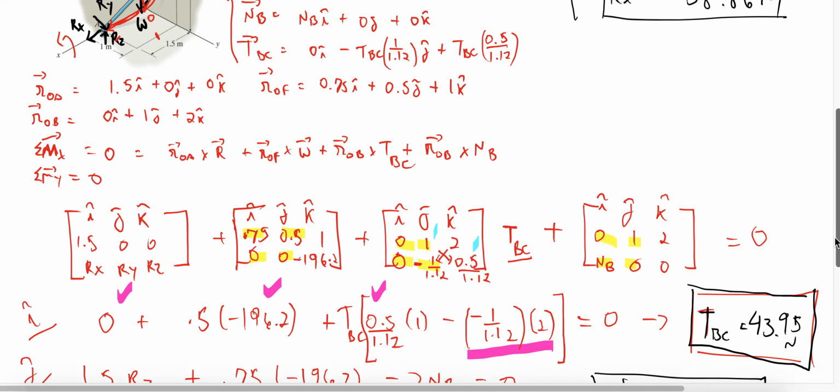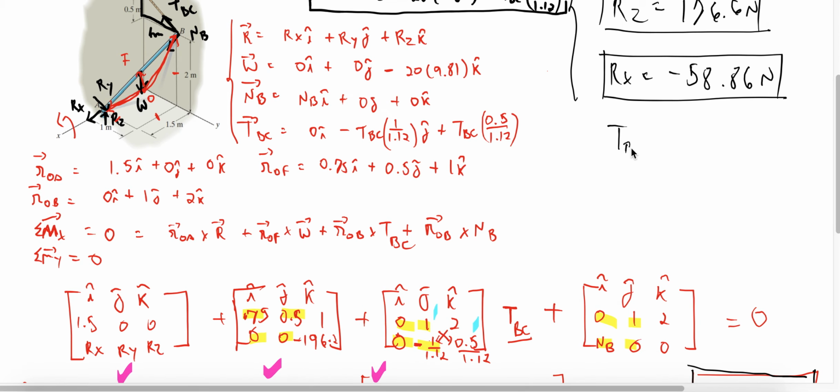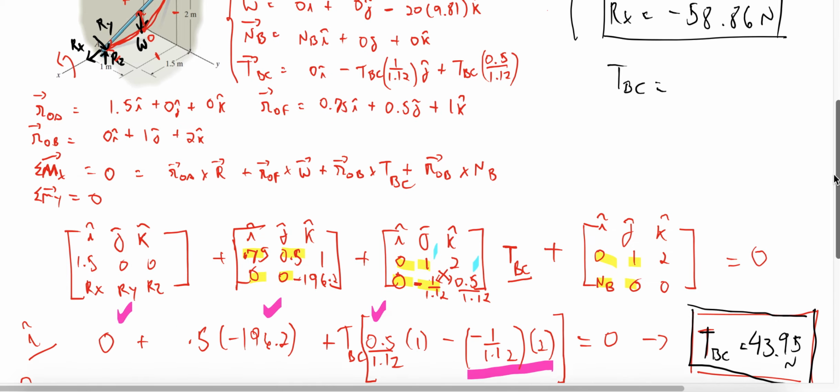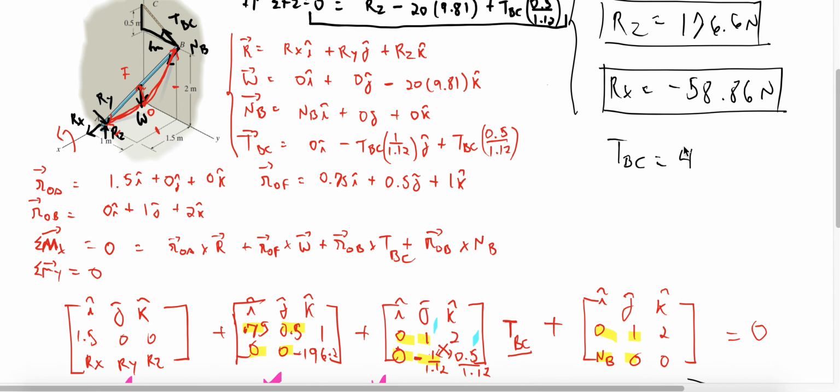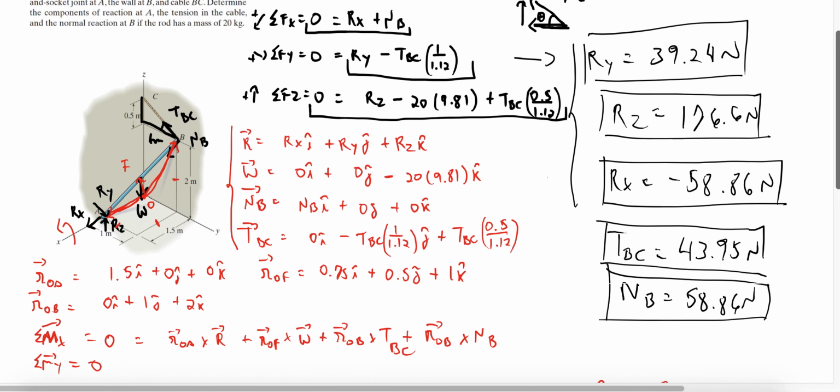So just to write it all together, TBC 43.95, and as we already said, NB 58.86 newtons. Awesome stuff. Very cool. So let me just go back here so you can have those in case you're still working on it.